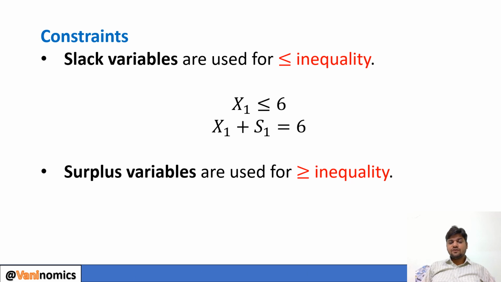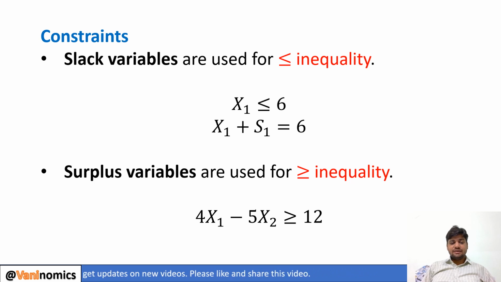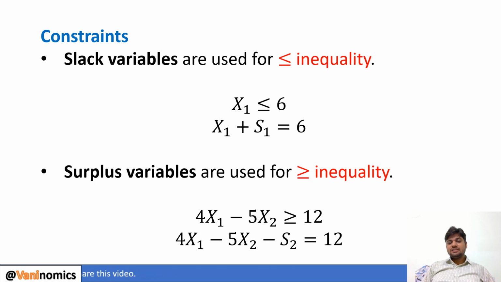Surplus variables are used for greater than equal to inequality. So 4x1 minus 5x2 greater than equal to 12 is a constraint with greater than equal to inequality. To convert it into equality, we'll put one surplus variable and we'll subtract it from the left hand side of the constraint, not from the right hand side. And we have put s2 instead of s because we have to differentiate it from the earlier slack variable used in the previous constraint where it was s1, so we have put s2 here.